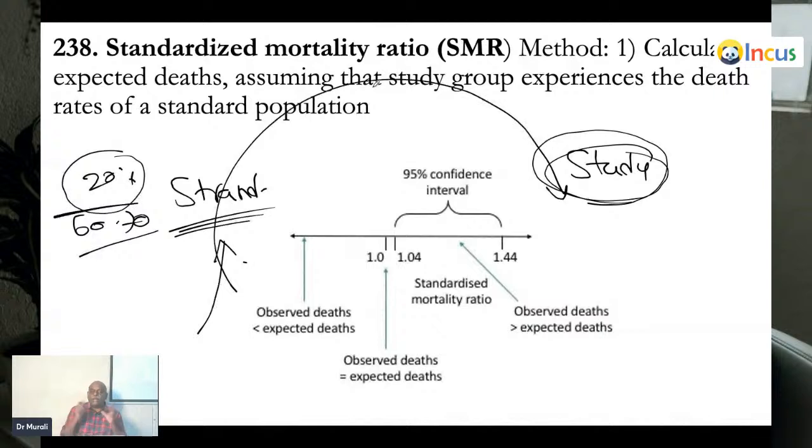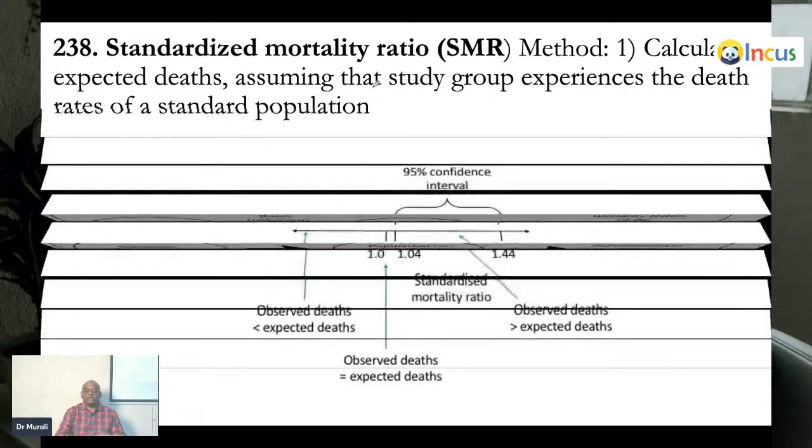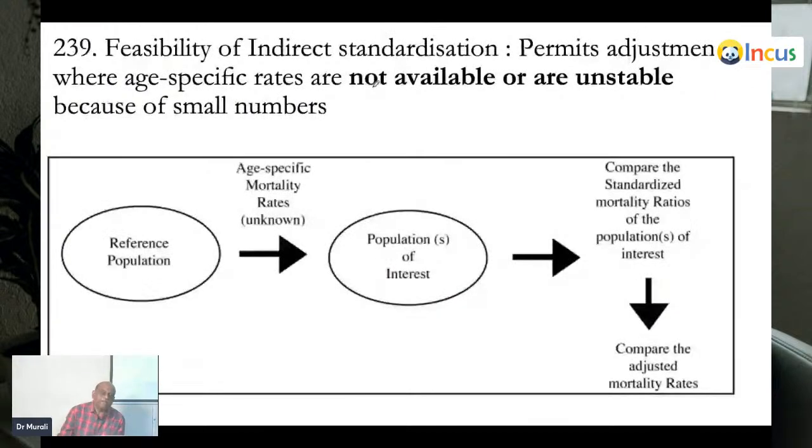So in this, what is the primary assumption that you are making? You are assuming that the study group also follows a similar kind of death rate pattern as that of the standard population. So when do we use indirect standardization? Whenever there is no feasibility for direct standardization.